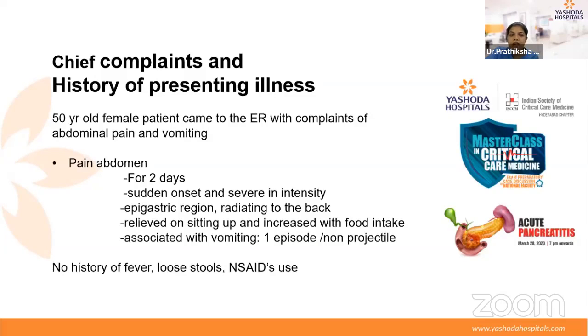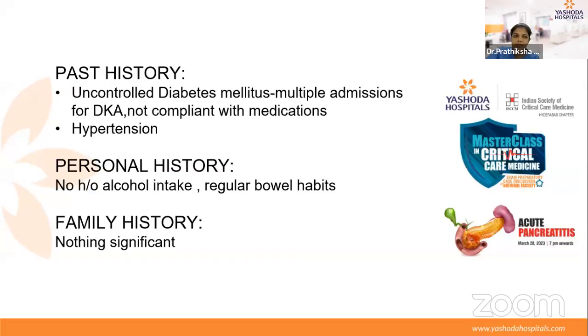Past history: patient is a known diabetic, uncontrolled diabetes mellitus with multiple admissions for DKA, non-compliant with her medications. Patient is also hypertensive. Personal history: no history of alcohol intake, bowel habits were regular. Family history: nothing significant.